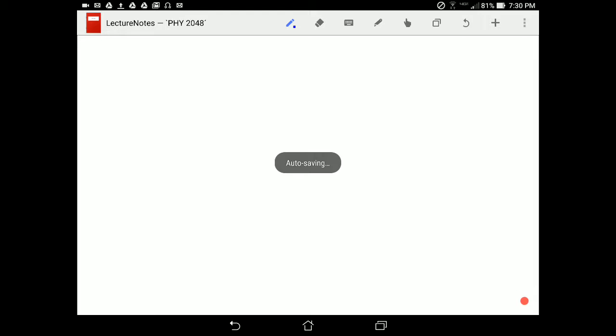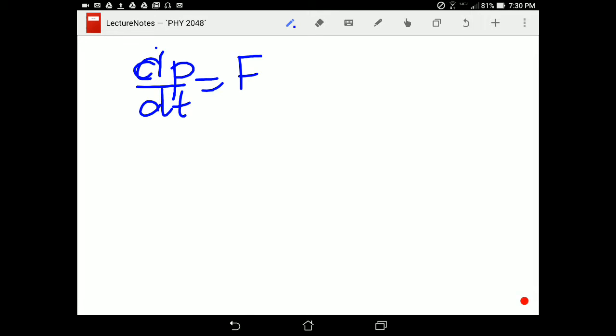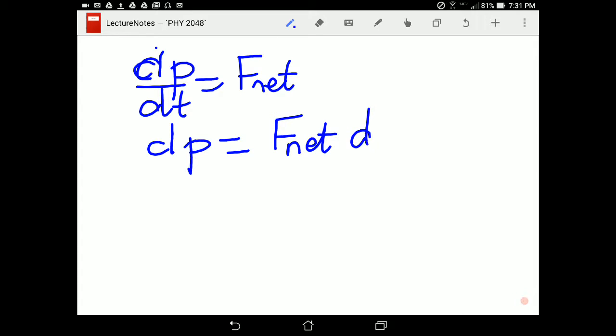So, as we said, we would write this. And so we can turn that around and say that a small amount of change in momentum, a small dp, is going to occur whenever we apply the net force for a short amount of time dt. So we simply cross multiply here. And we want to look at the overall change of momentum when the force is applied for a significant amount of time. So we're going to integrate on both sides of this equation.